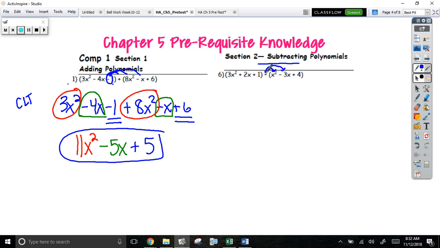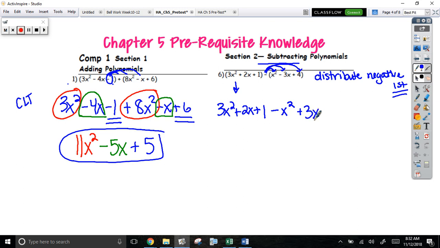Or distribute your negative sign to everything inside this second set of parentheses. You do want to do that first. So everything in the front set just comes down, stays exactly the same. But this will become a minus x squared. Minus a negative becomes plus 3x. And minus 4. Literally just switch the symbol around.